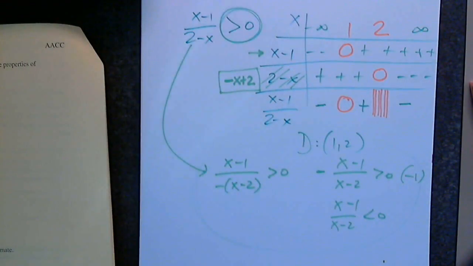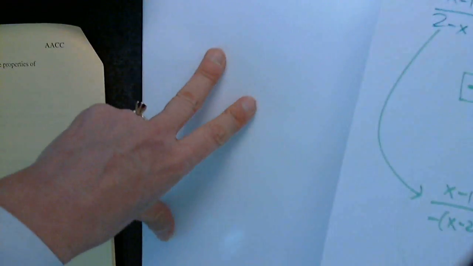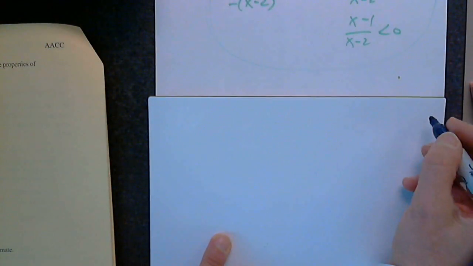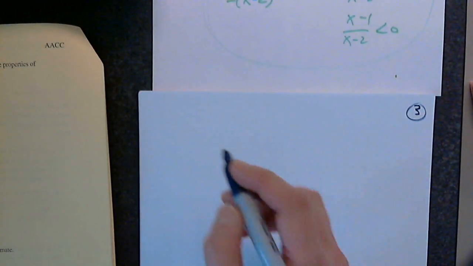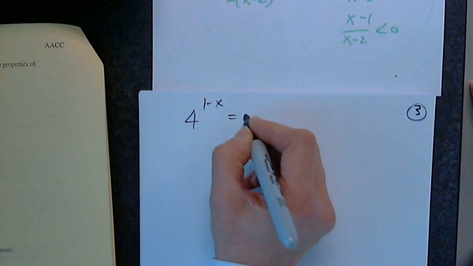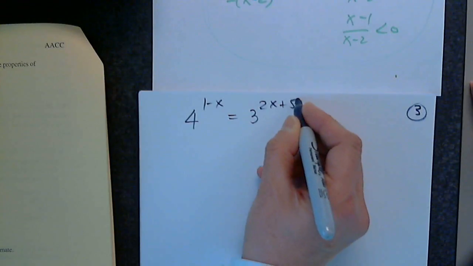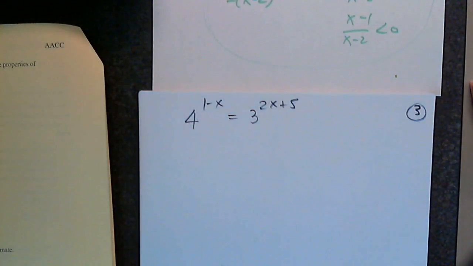5A. Yes. 5A is not a difficult problem. However, it has a lot of steps, and you have to be careful. 4 raised to 1 minus x equals 3 raised to 2x plus 5. You want to work on this for a minute, or you want us to work on it together? You choose. We work on it together? Sure. Okay, very good.